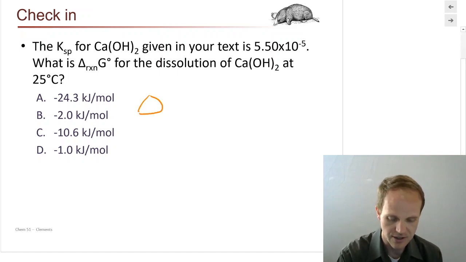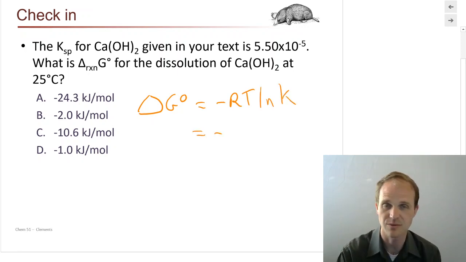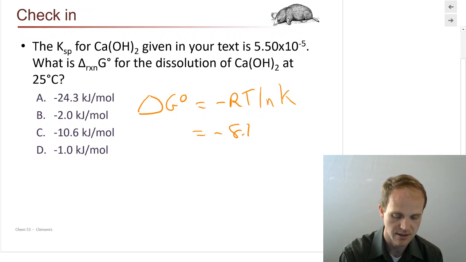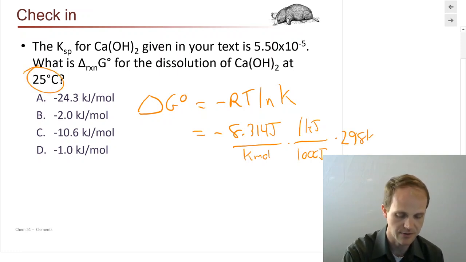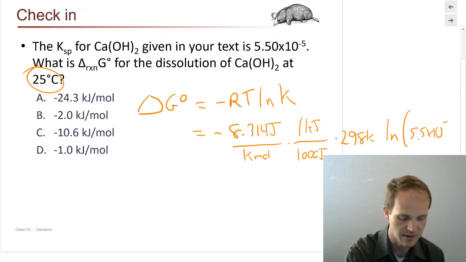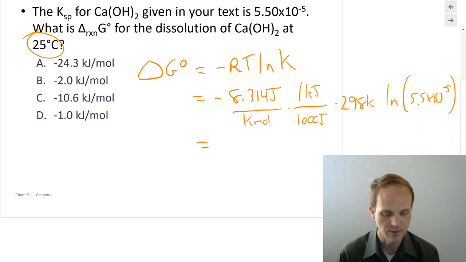We've got delta G naught is equal to minus RT natural log of K. We just plug it in. Which R are we going to use? We're doing things in energy, 8.314 joules per Kelvin mole. Convert that to kilojoules. And then temperature, 25 degrees Celsius, 298 Kelvin, times the natural log of 5.5 times 10 to the minus 5th. And that's it. Plug that into your calculator, and you are going to get what?